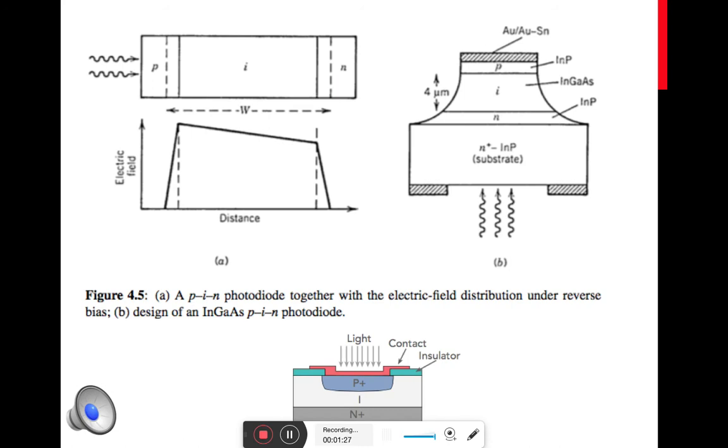You can see from the figure the structure of a PIN photodiode. We have intrinsic layer I sandwiched between the p-type and the n-type semiconductor material. The PIN photodiode always operates in the reverse bias condition. Figure B shows the indium gallium arsenide PIN photodiode.